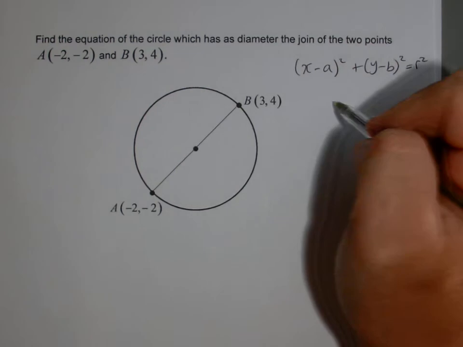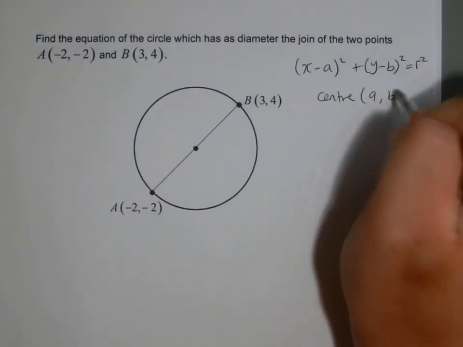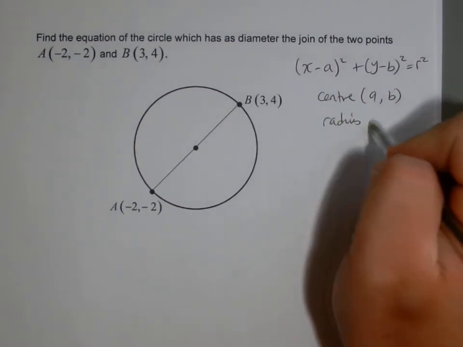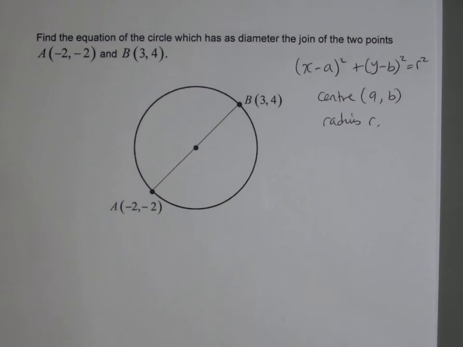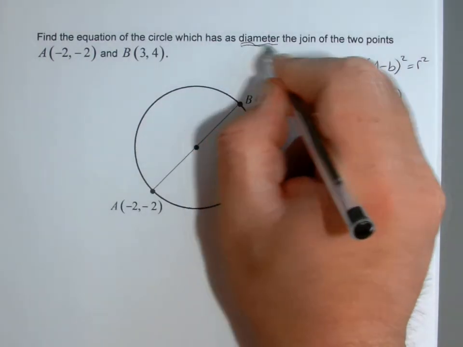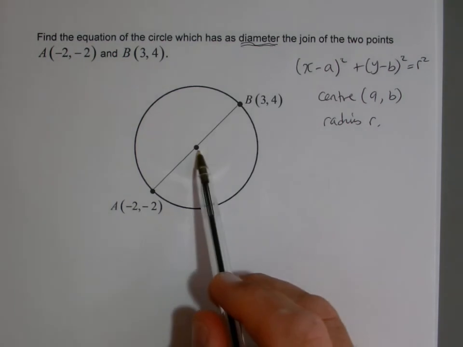And the circle centre will be the a and the b coordinate, and of course then the radius is just r. Now when you look at the information in the question, they don't tell us the centre of the circle. They also don't tell us the radius, but we're meant to work it out. And the key word here is the fact that it's the diameter that joins these two points on the circle. Now the diameter goes through the centre, of course, doesn't it?